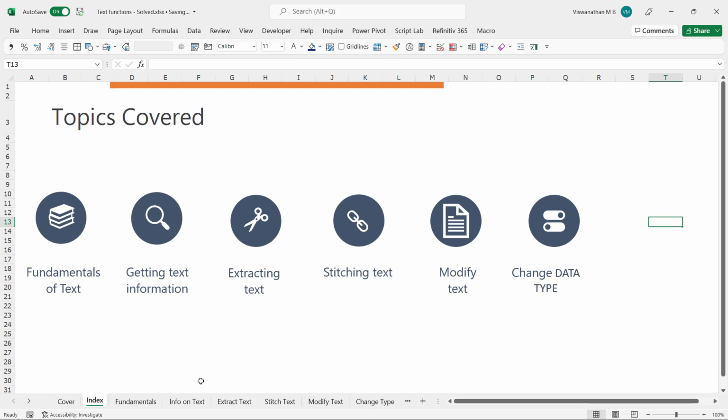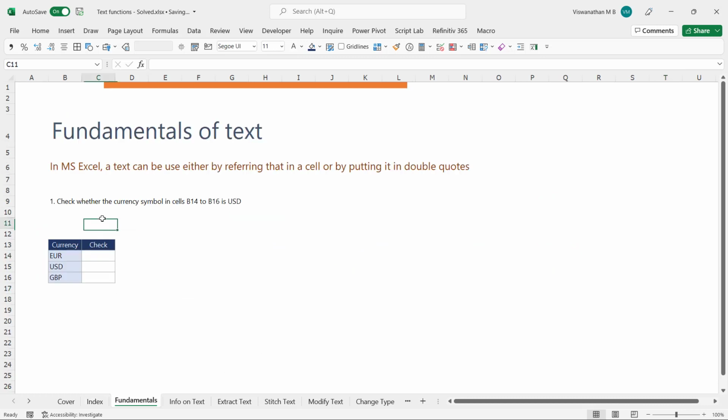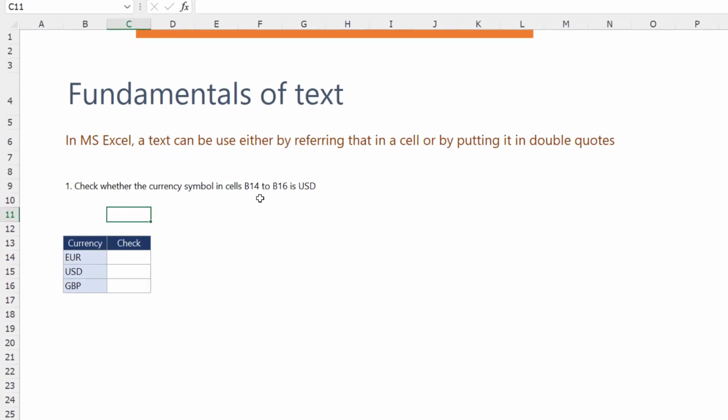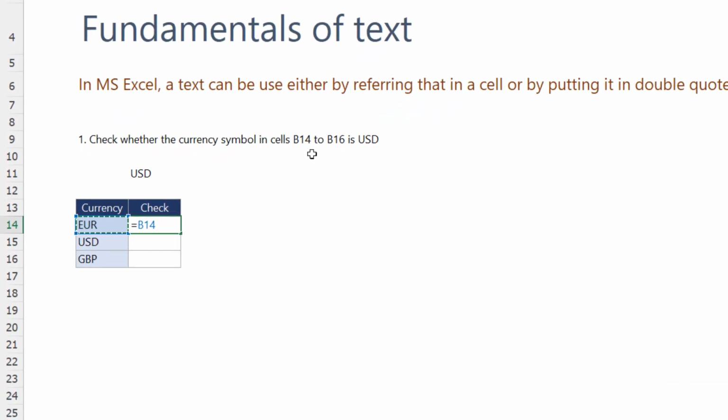So let's get started. In the first chapter, let's understand how to use text in Microsoft Excel. We can type a text directly inside a cell. However, if you are using a text in a formula, the text either has to sit in another cell or we have to use them in double quotes. So for example, here I am checking whether this cell B14 is equal to USD. Now the text USD is already entered in cell C11. I can go and select that.